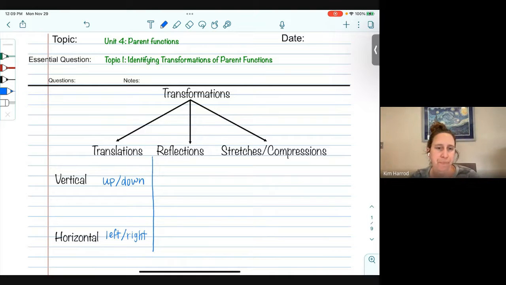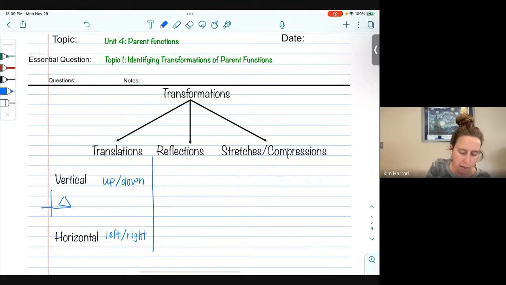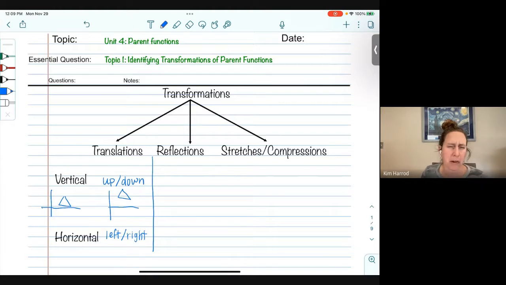left or right. When you have a translation, the shape of the graph remains the same. So if my original graph was a triangle, and say it's on the XY axis right here, if I move that triangle up or down, I maintain the shape of that triangle. It's not perfectly moved up or down there, but the shape remains the same. And same thing if I decide to move that shape left or right, it still remains that same exact shape. Okay, so that's translations.